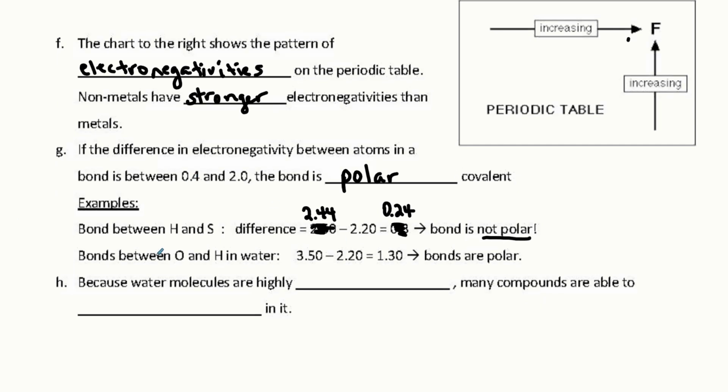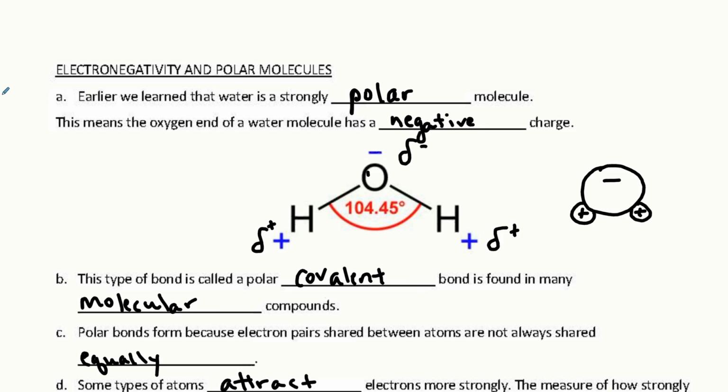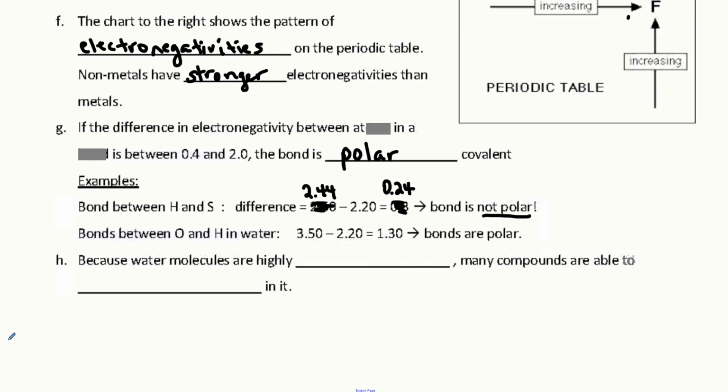Okay, so let's look at water, for example. I'm going to flip back to the chart to make sure our values are correct. We've got oxygen at 3.5 and hydrogen at 2.2. So let's go back. Here's oxygen at 3.5, here's hydrogen at 2.2. If we subtract them, we get 1.3. Well, that falls right within that range, therefore it is polar. So you can use those electronegativities to determine whether the molecule is polar or not.